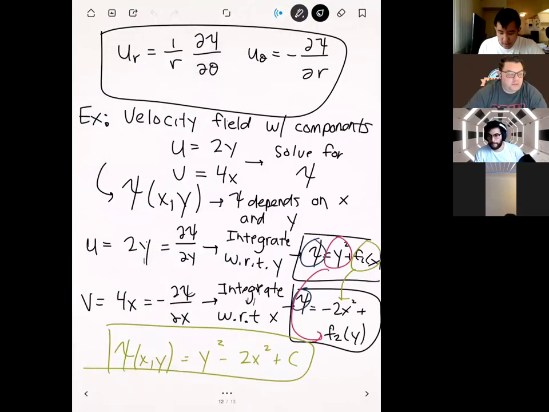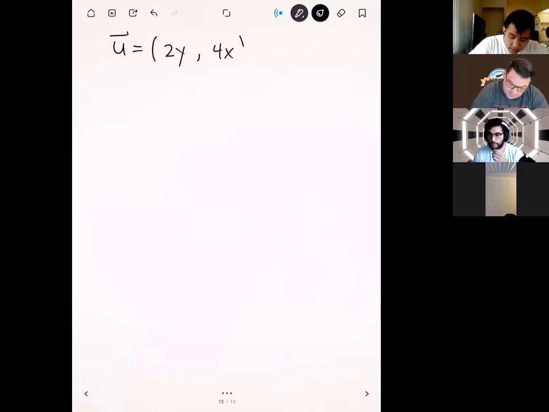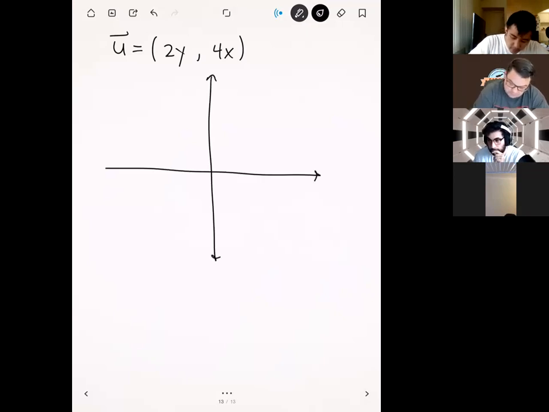All right, so we've been doing a lot of just math today, so I kind of want to take a small break from this. Remember, these velocity components, 2y and 4x, describe the actual velocity field, right? And so we can actually draw this. We can say our velocity vector in this case is going to be 2y and 4x. If you actually draw this in the Cartesian plane, it looks like this. Let me draw lines that go like this.